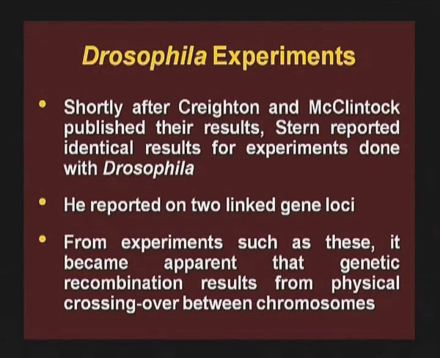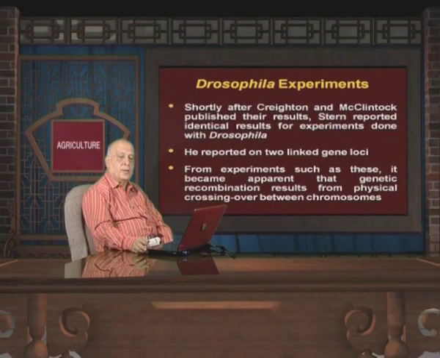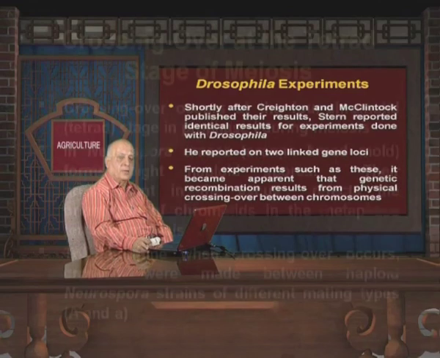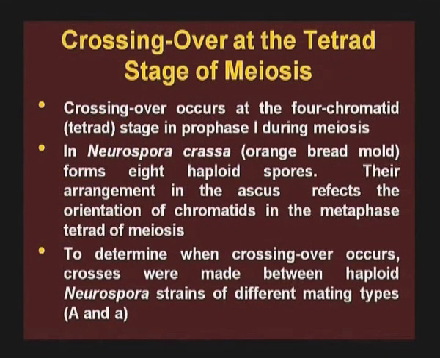These ideas suggest one common thing, that the phenomena of linkage and crossing over are common in the entire living kingdom. It is not an exclusive characteristic of a plant or an animal or Drosophila or pea, but it is rampant everywhere. All the experiments done with plant systems like corn or pea or animal systems like Drosophila prove and provide evidence for the existence of linkage, recombination and crossing over. Crossing over at the tetrad stage of meiosis suggests that crossing over occurs at the four chromatid, that is tetrad stage, in prophase 1 during meiosis.